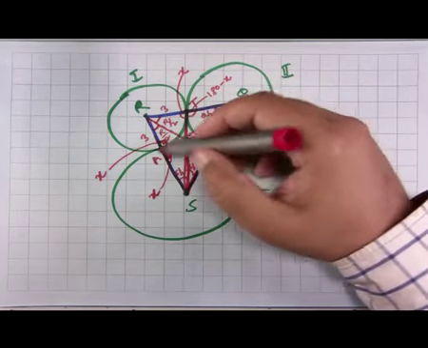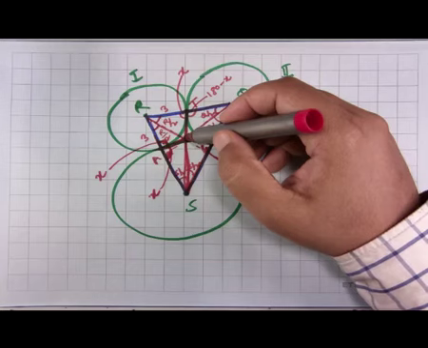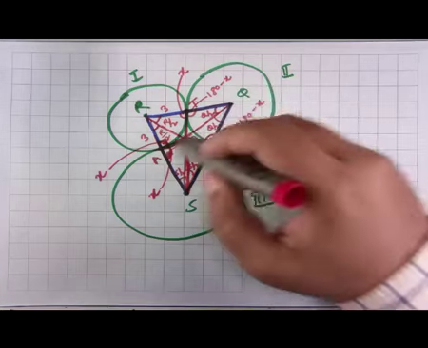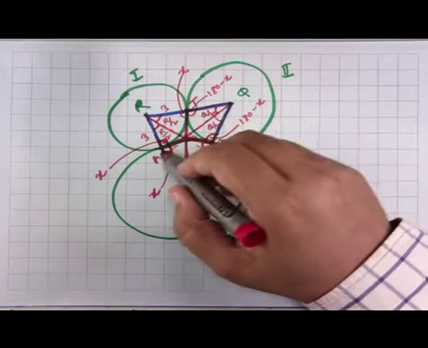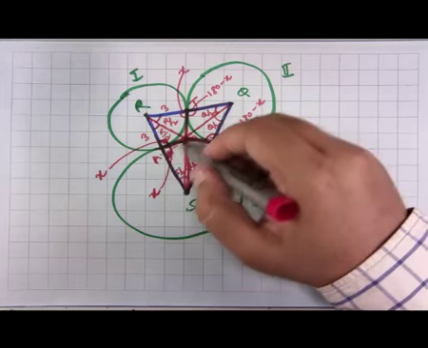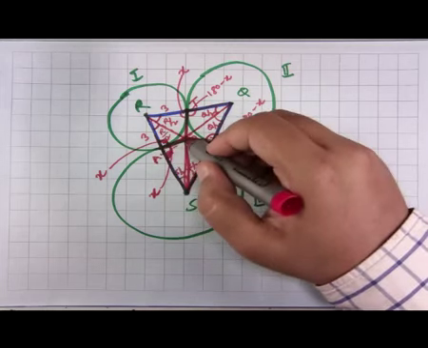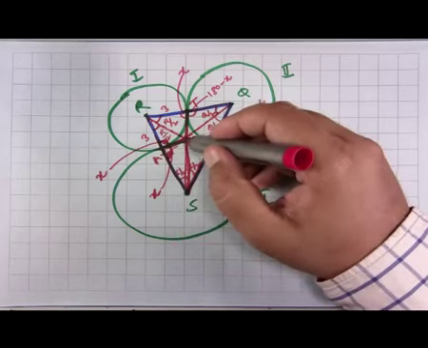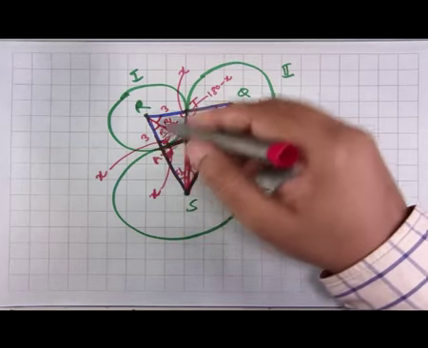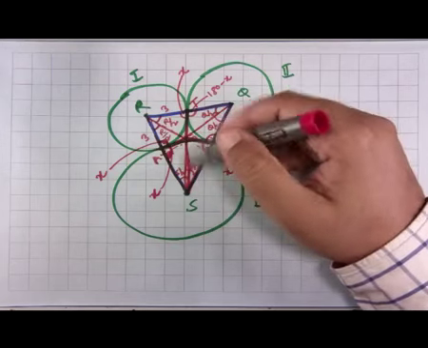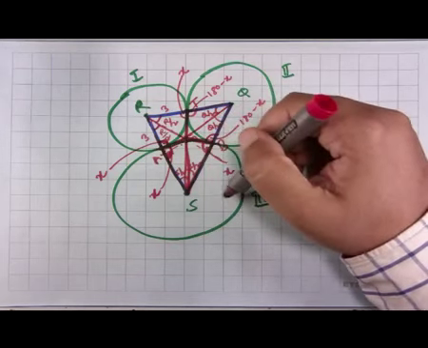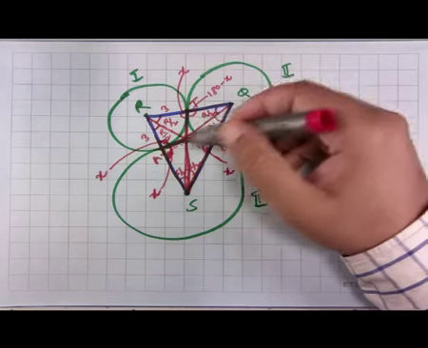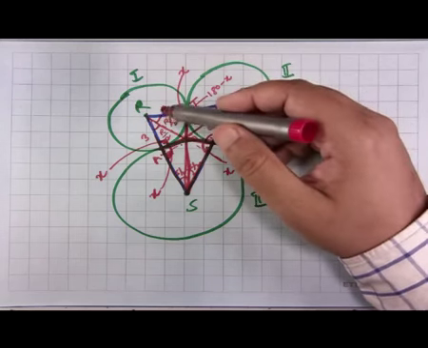Since RAO is 90 degrees, it follows that this line segment AO is tangent to circle 1, and it is also tangent to circle 3. So this line segment AO is a common tangent to both the circles 1 and 3.